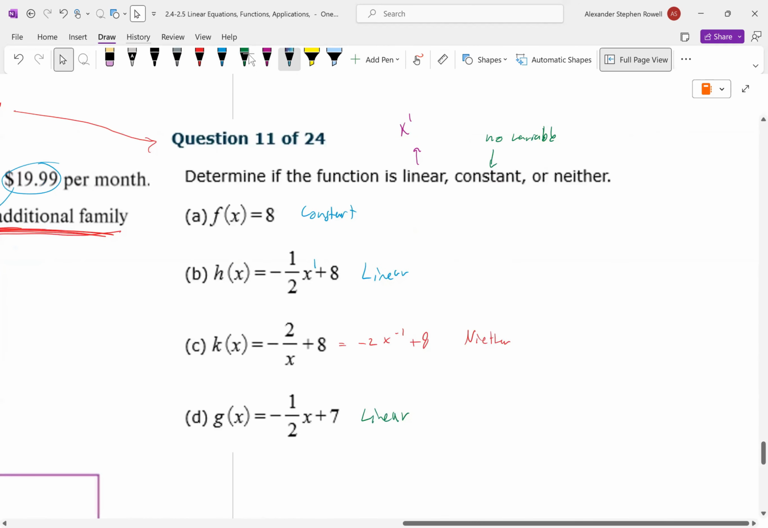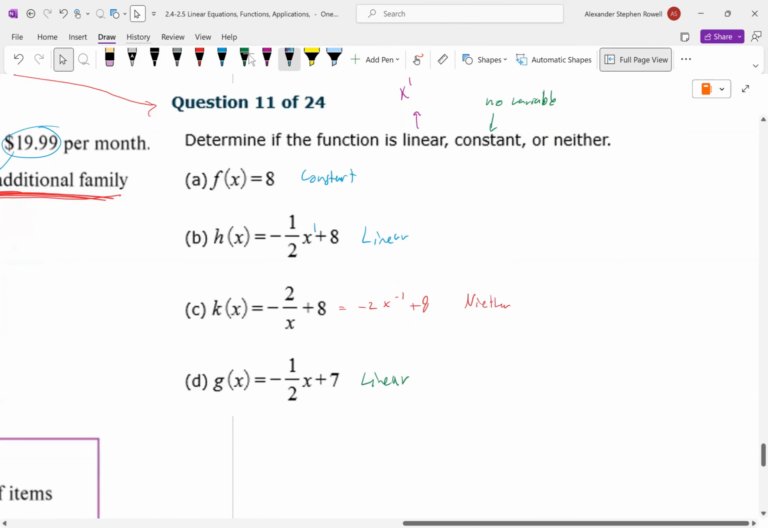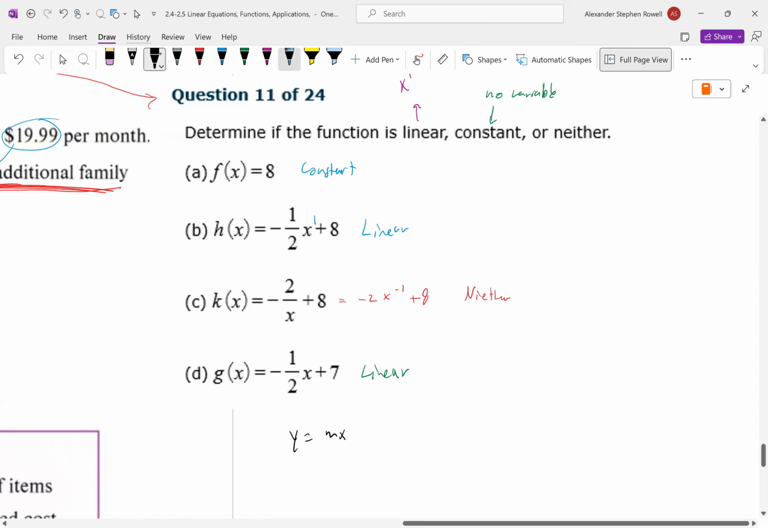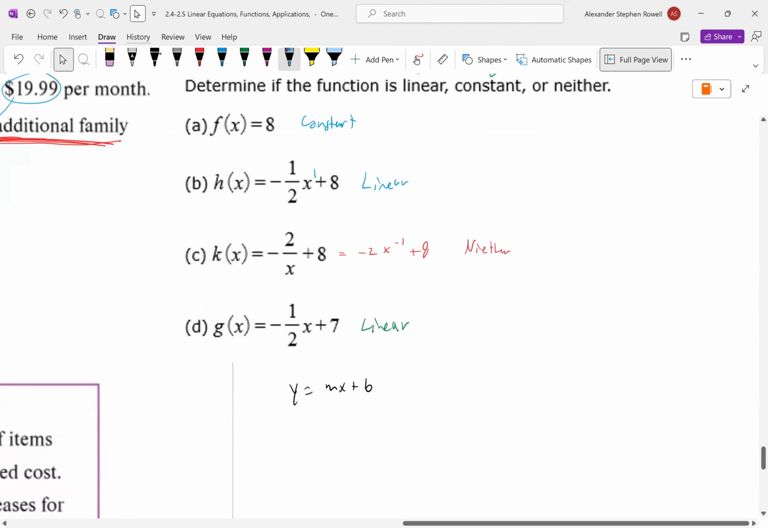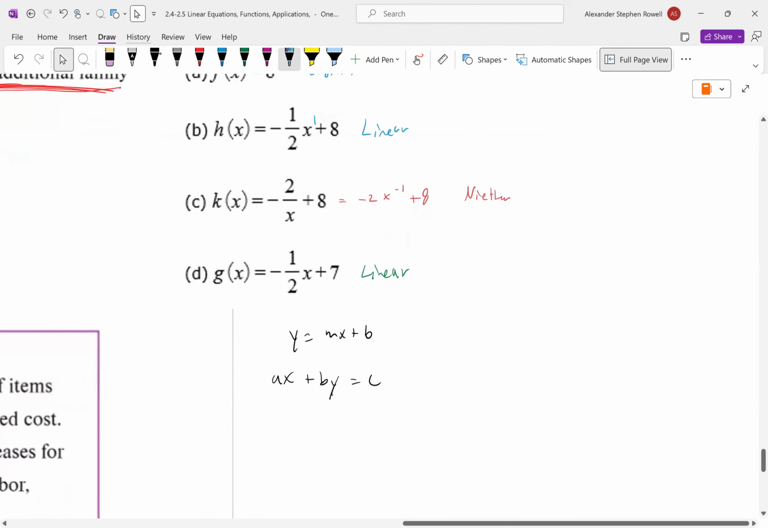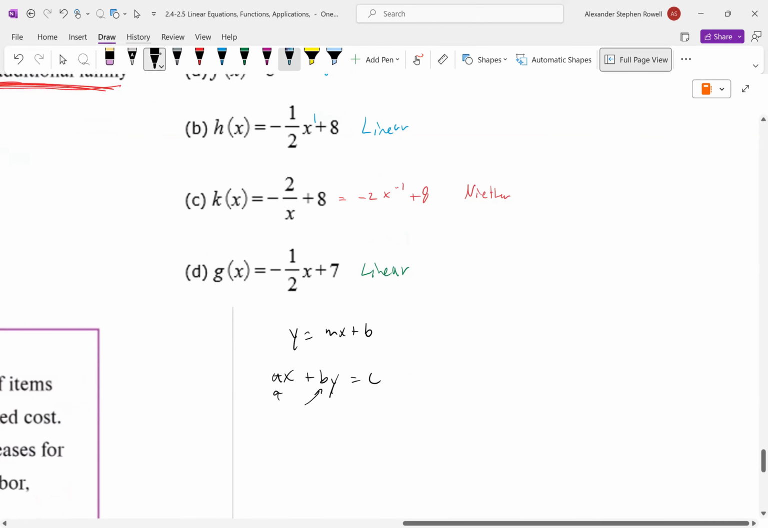I'm sorry, there's one thing, 5 seconds. Linear equation in standard form. So you have y is equal to mx plus b as slope intercept. You also have ax plus by is equal to c. And you want to eliminate all decimals and fractions if you can.